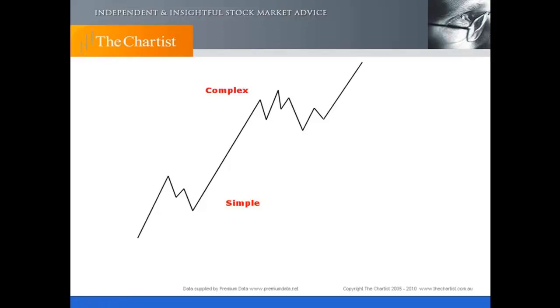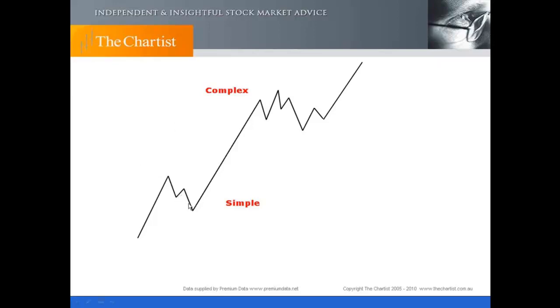So if wave 2 is simple, wave 4 has to be complex. If wave 2 is deep, wave 4 has to be shallow. In other words, in every single way, wave 2 and 4 have to differ. You cannot have a simple pattern in wave 2 and expect to see a simple pattern in wave 4. And when I talk about a simple pattern, that's our textbook corrective patterns.